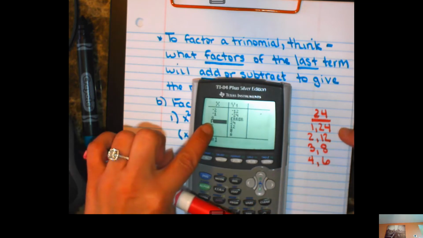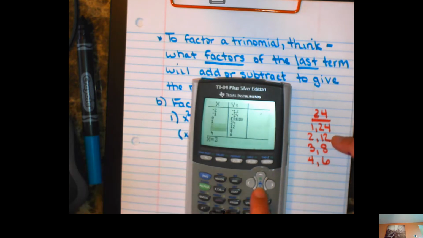So you always want to start with 1. So we've got 1 and 24, 2 and 12, 3 and 8, 4 and 6. Anything with a decimal we don't count, and we don't want to deal with the negatives. So you start with 1 and then you get all your factors.